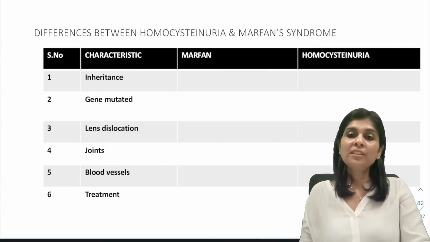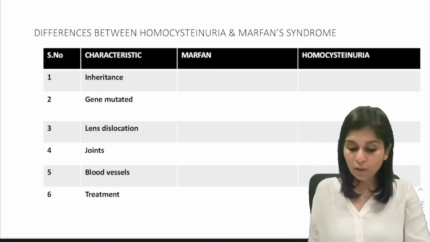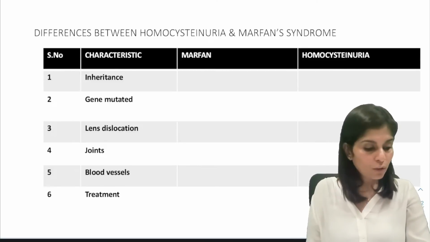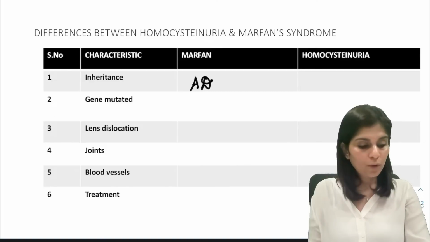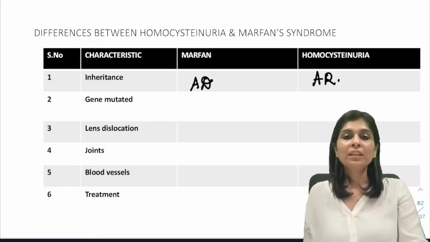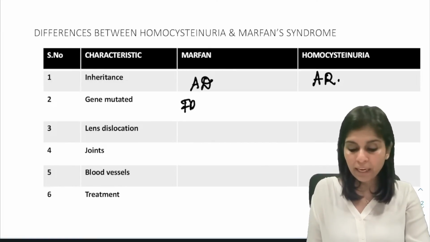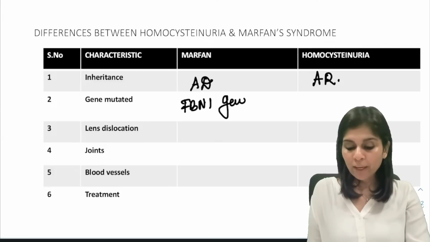So what are the differences between Marfan syndrome and homocystinuria? The first difference is based on inheritance. As you all know, Marfan syndrome is autosomal dominant. Very good, Ian Donald. Whereas homocystinuria is autosomal recessive. Which is the gene that is mutated in Marfan syndrome? That is FBN1 gene, FBN1 gene of chromosome 15.